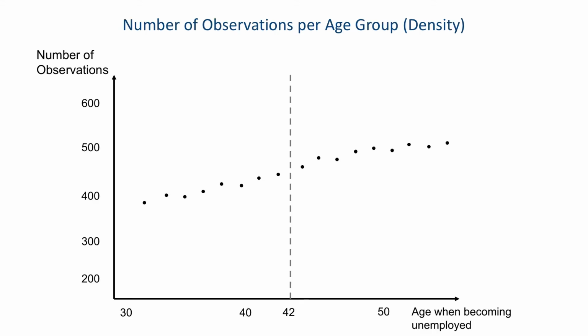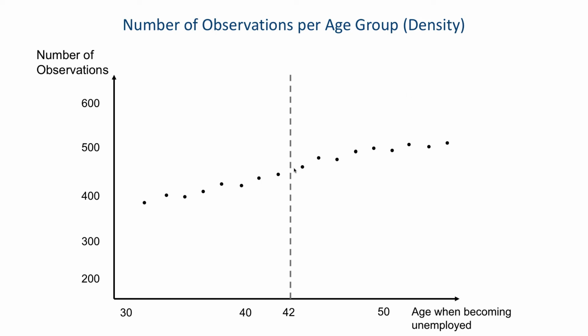This figure shows how this might look. Note that we again have the age when becoming unemployed on the x-axis. Each dot now represents the number of people who become unemployed in a 1-year age window. For example, this dot here would suggest that there are around 420 people who enter unemployment when they are between age 40 and 41. This kind of graph that shows the number of observations, but some other variable, is often called the density plot in statistics, and the dots are an estimate of the density at each age.